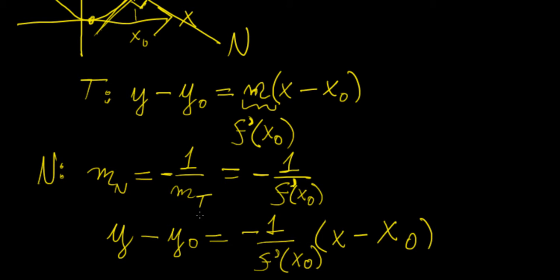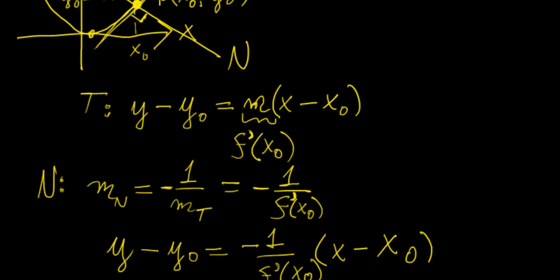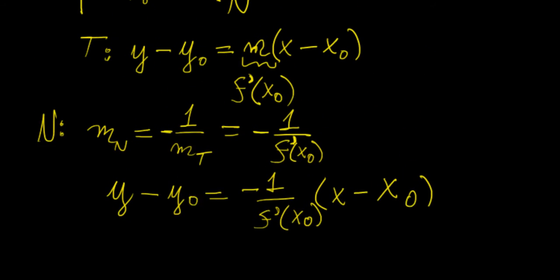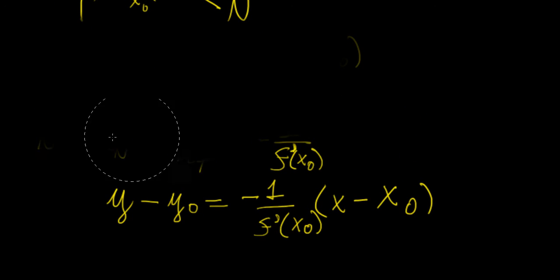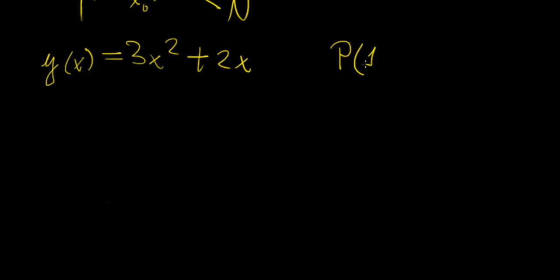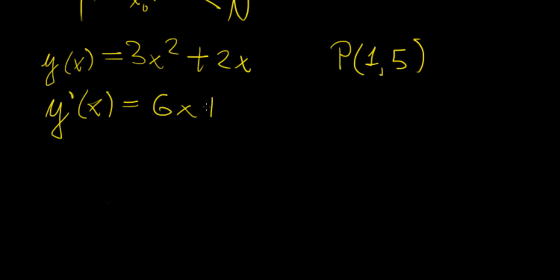So let's see if we can apply this to an example just to show you how it works. Let's have the following function: y of x equals 3x squared plus 2x. And let's say we're interested in the point (1, 5). So let's find the first derivative. That's going to be 6x plus 2. And now let's say we want to find the equation for the tangent line.